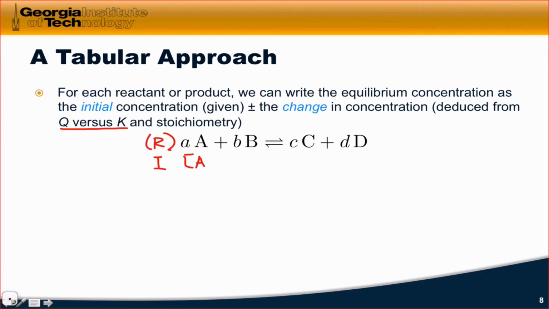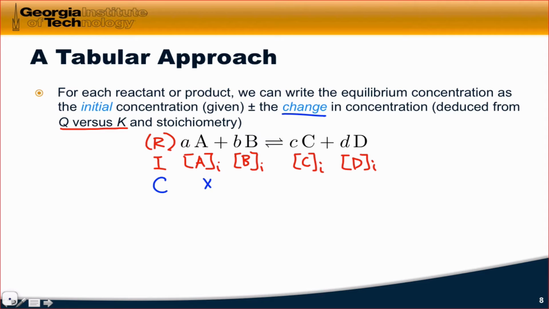So we'll have some concentration of A initial, some concentration of B initial, some concentration of C initial, and D initial, and C and D may be equal to 0, but assuming all of these appear in the equilibrium expression, you should write down equilibrium concentrations for all the species involved, even if they're 0. That's just good practice. The next line is the C line for change.